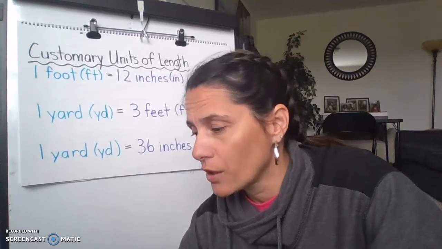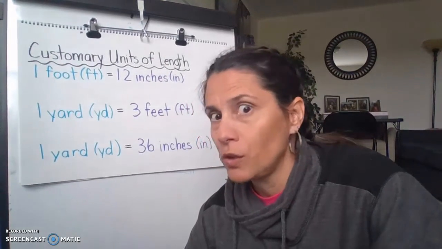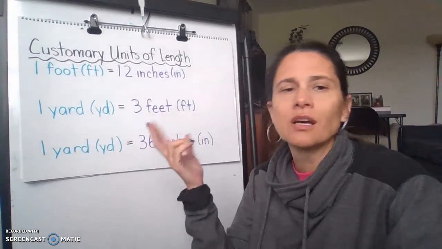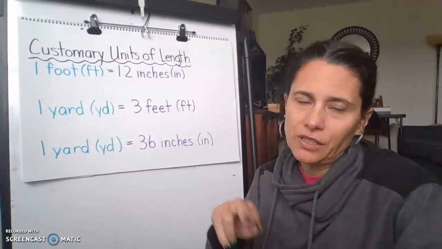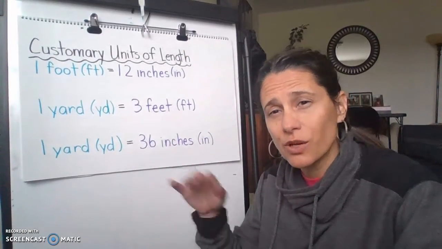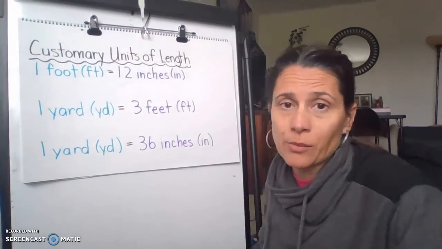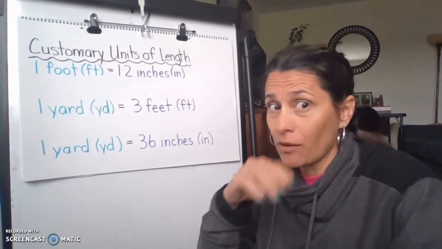Alright, so today we're going to be converting units of length. We're going to be able to go from feet to inches, yards to feet, feet to yards, yards to inches. And we're going to use formulas, and I call it my in and out machine, to help us figure it out.